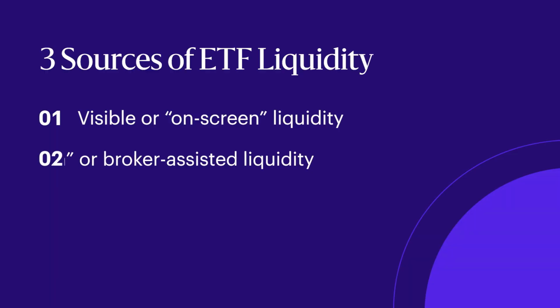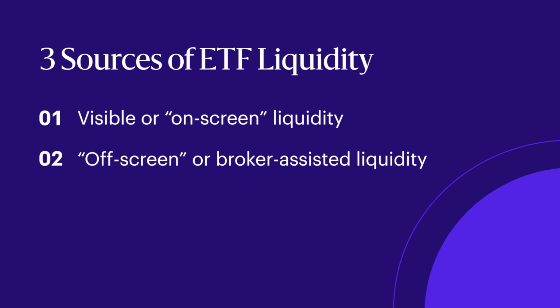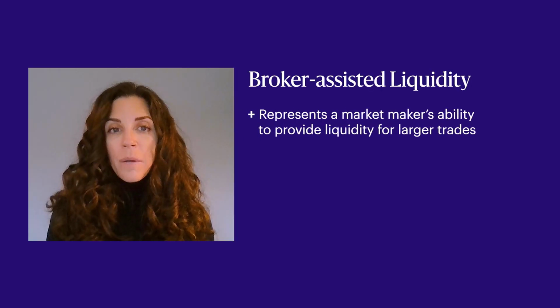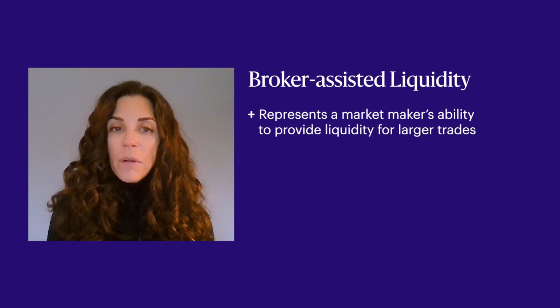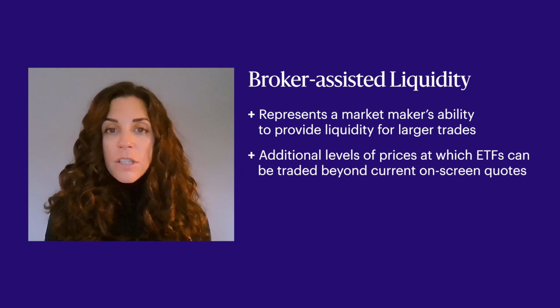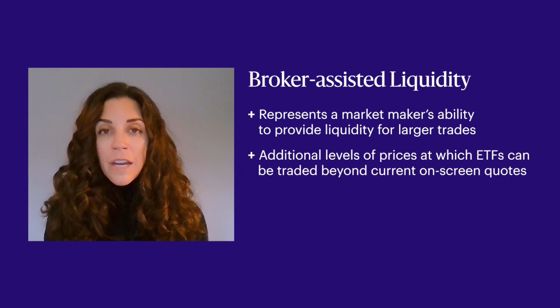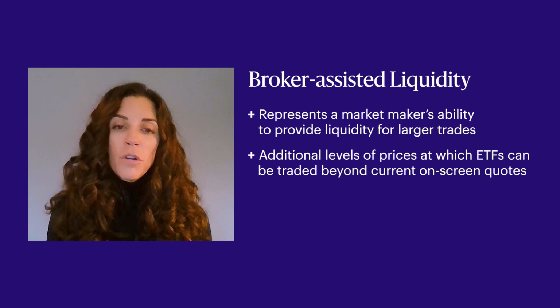The second level is off-screen or broker-assisted liquidity. This represents a market maker's ability to provide a market for larger trades and includes additional levels of prices at which the ETF can be traded beyond the current on-screen quotes.